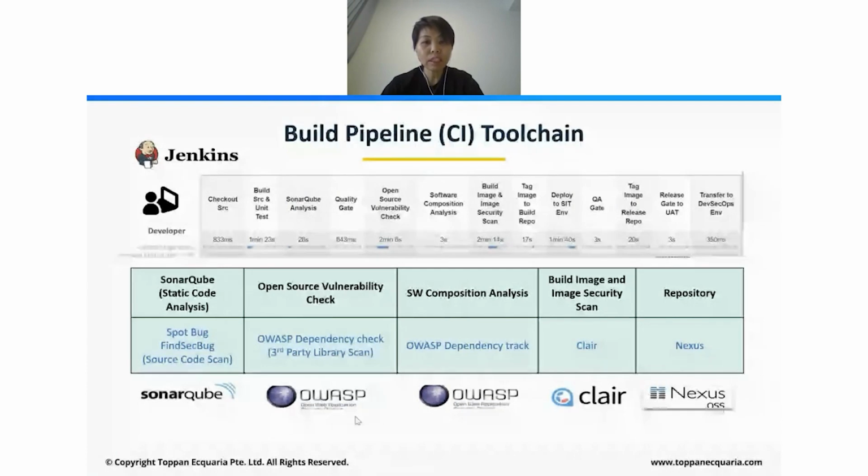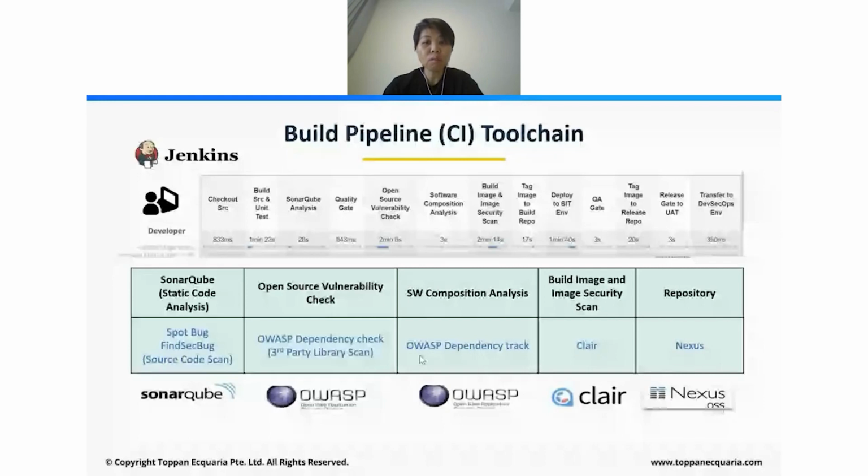Then we have a stage called the Open Source Vulnerability Check. We are using a tool from OWASP called OWASP Dependency Check. This tool will perform a security vulnerability scan on all the third-party libraries that your application's code is using. This tool covers the OWASP Top 10 list as well, and it's based on the vulnerabilities published on the well-known source, NVD.